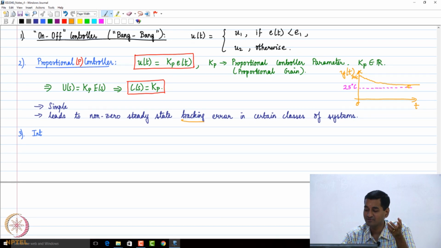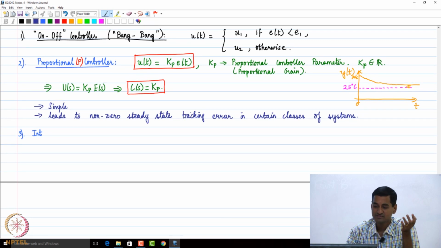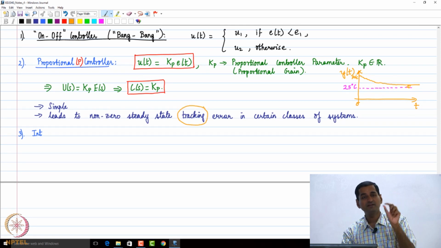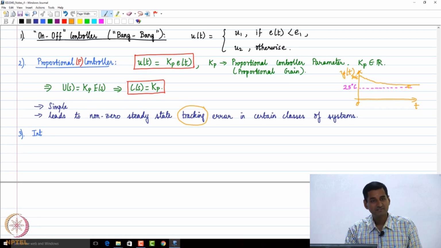What is tracking? Because I want to follow a certain set point, right? Or even a time varying reference input, right? So that's tracking, right? So essentially, we will not be able to achieve zero steady state error. Okay, that's a limitation.